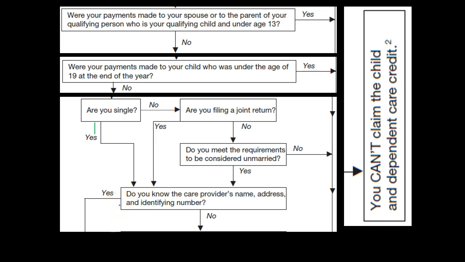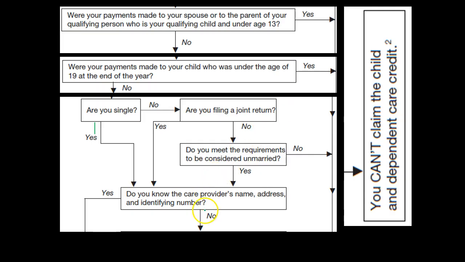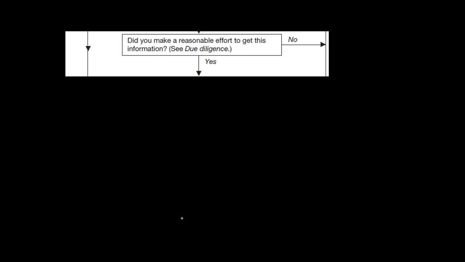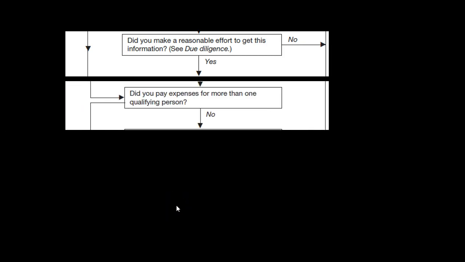Do you know the care provider's name, address, and identification number? If no, then we're going to move forward, because if we don't know those things, can we claim the credit? We have a bit of a problem, because typically we need those things. So did you make a reasonable effort to get this information? If we did make a reasonable effort, we'll go forward. If we didn't make a reasonable effort, meaning we're trying to write off expenses and we're not telling the IRS the care provider's name, address, and identification number, the IRS doesn't like that. They like to know who we're paying when we get to write off a deduction. So if we don't have that, and we didn't do our diligence to get it, that would typically mean we wouldn't get the credit.